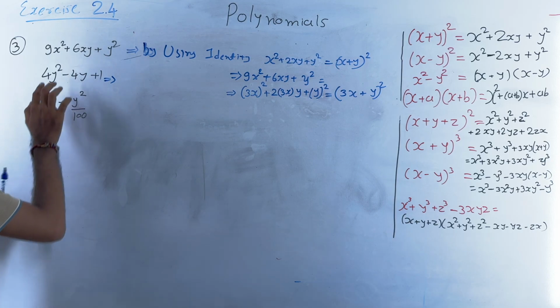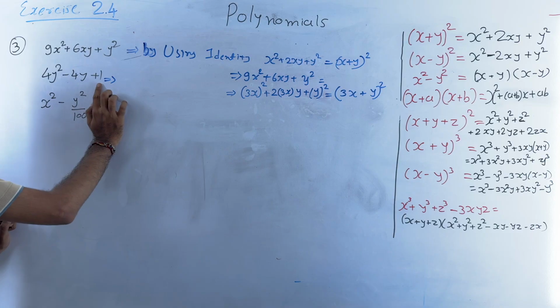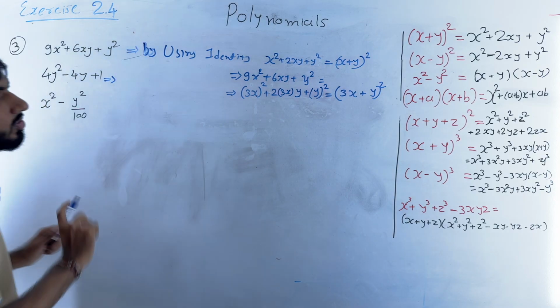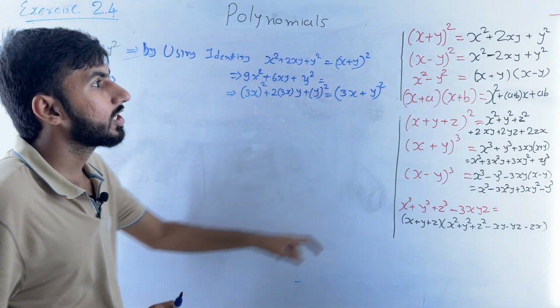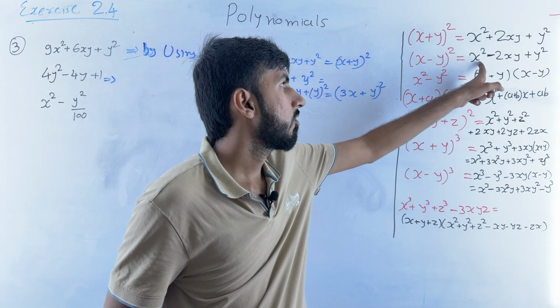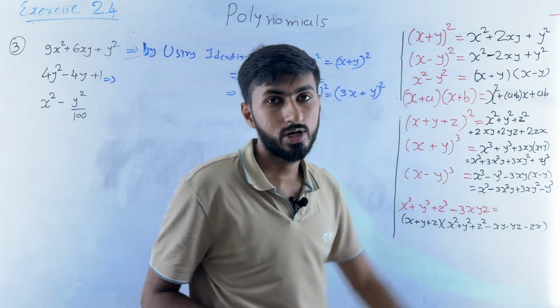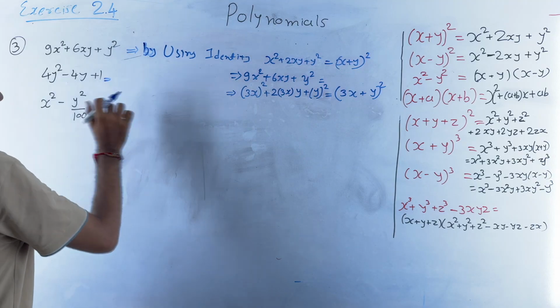Now you can see I have 4y square here in the first term, 1, that means 1 square in the last term, and there is a negative sign before the second term, so I can go with this identity, right. To use this identity, my question should be in the form of first term square minus 2 multiply first term last term plus last term square, right. So let me convert this question into that type.